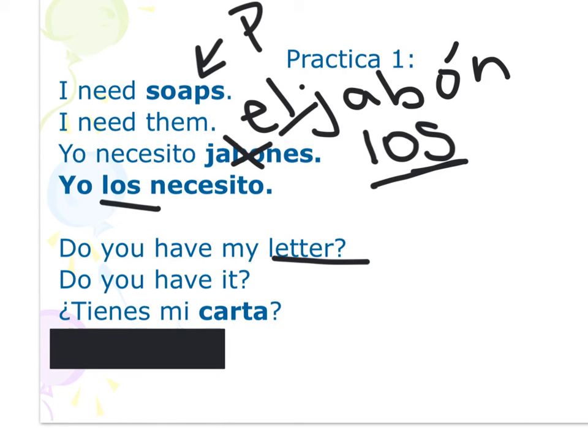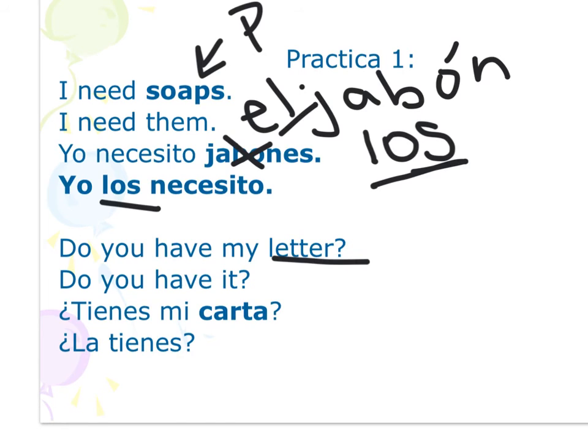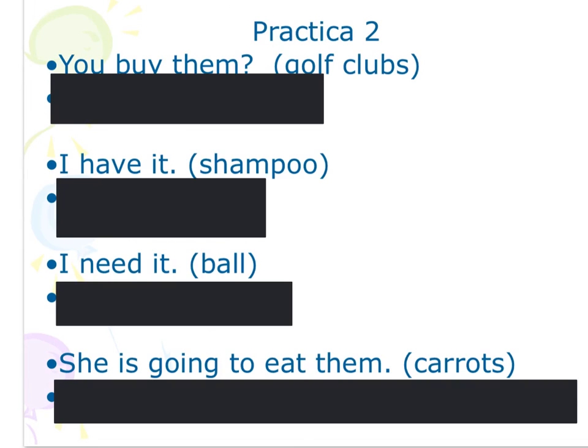Now you need to substitute carta with a direct object pronoun and move it to the front of your conjugated verb. You should have ended with la tienes. If you have la tienes as your final answer, then give yourself a high five because you are correct.